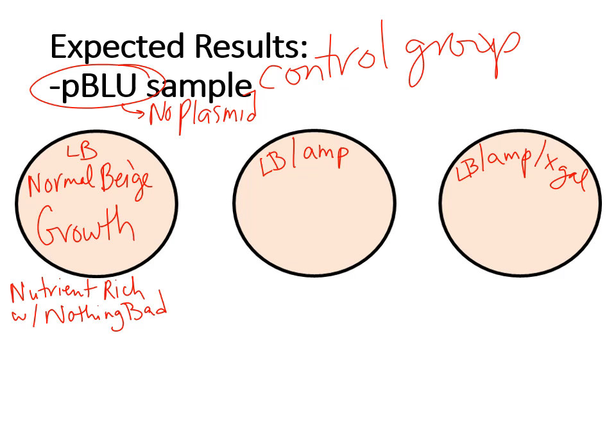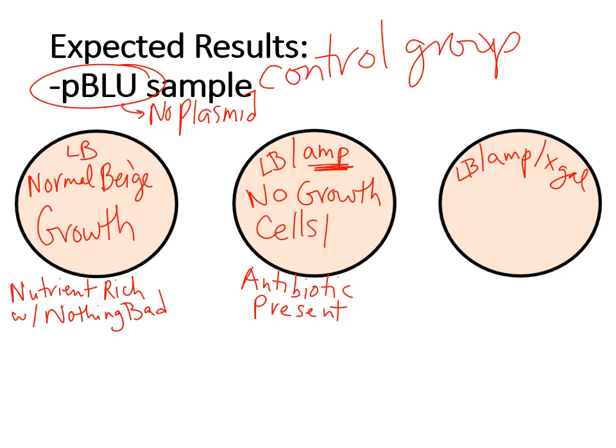Now, LB amp, that means it has ampicillin, so now antibiotic present. What happens to these bacterial cells that have no plasmid, no beta lactamase? They die, okay? No growth. Cells should be killed. Antibiotic present kills cells, because there is no plasmid to protect them.